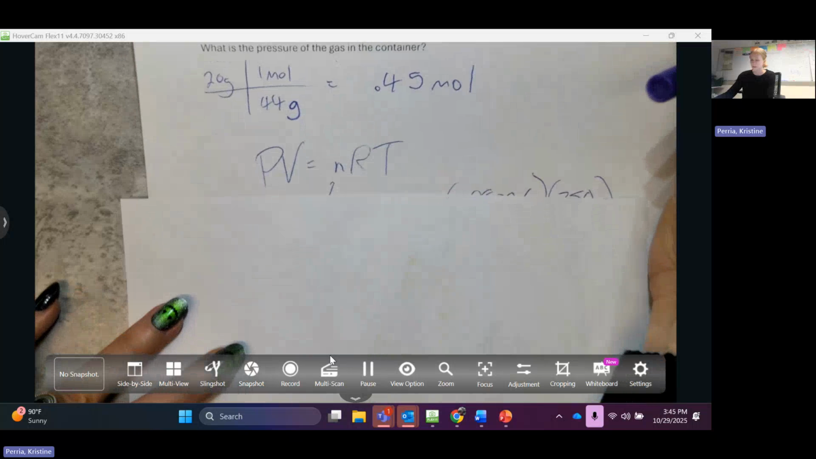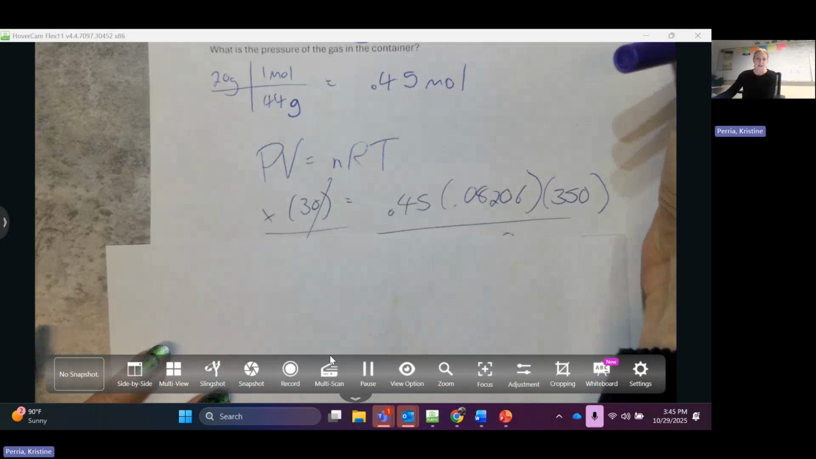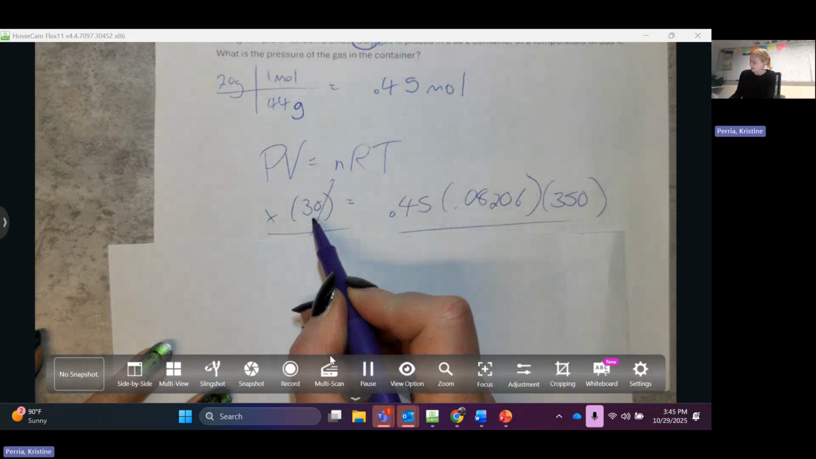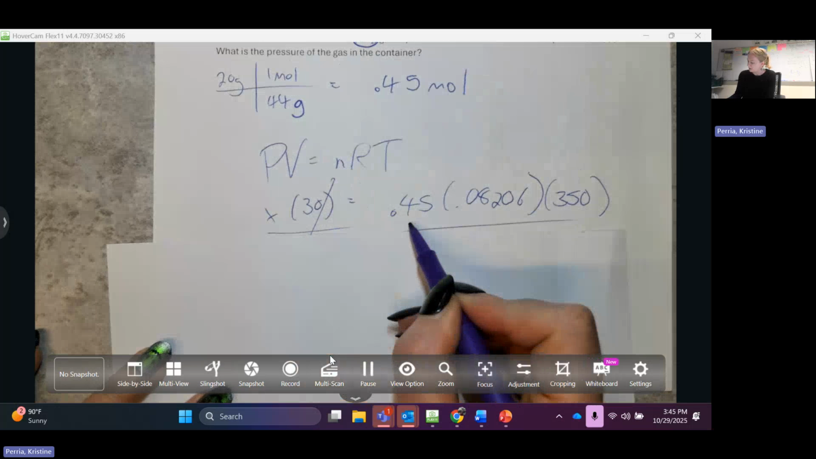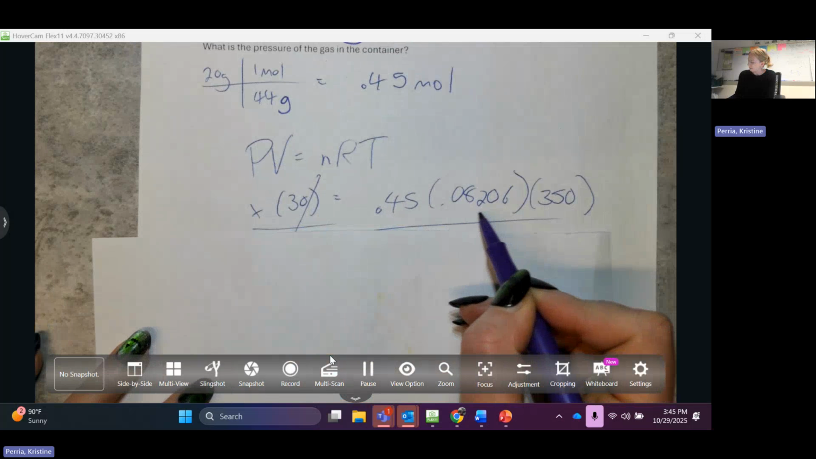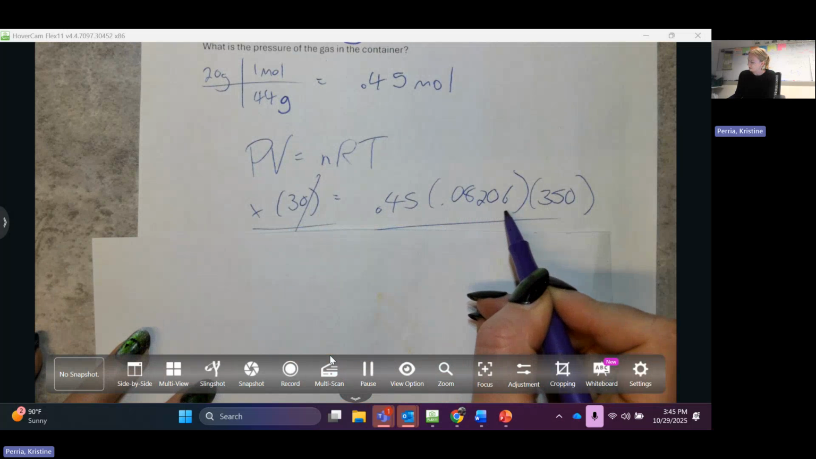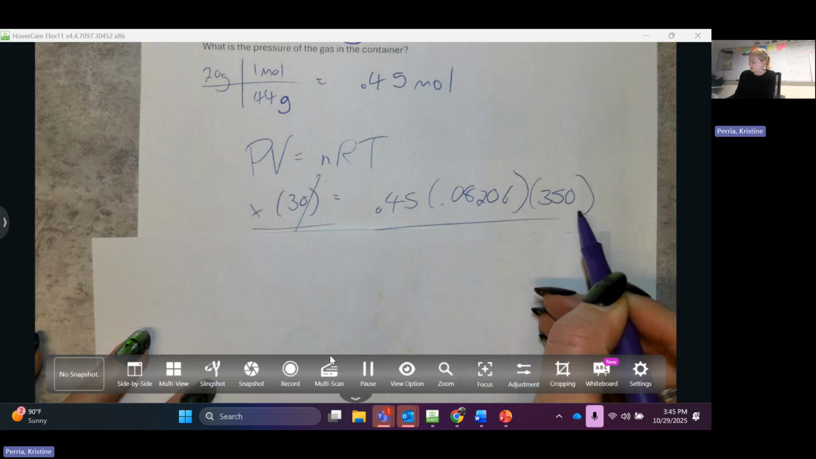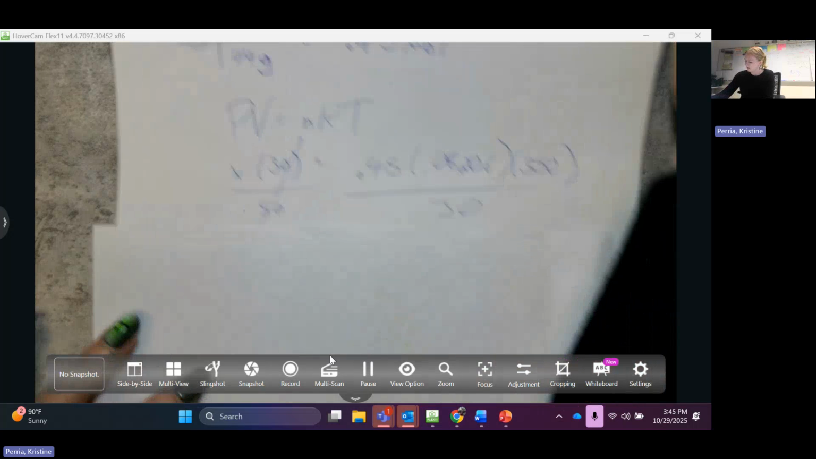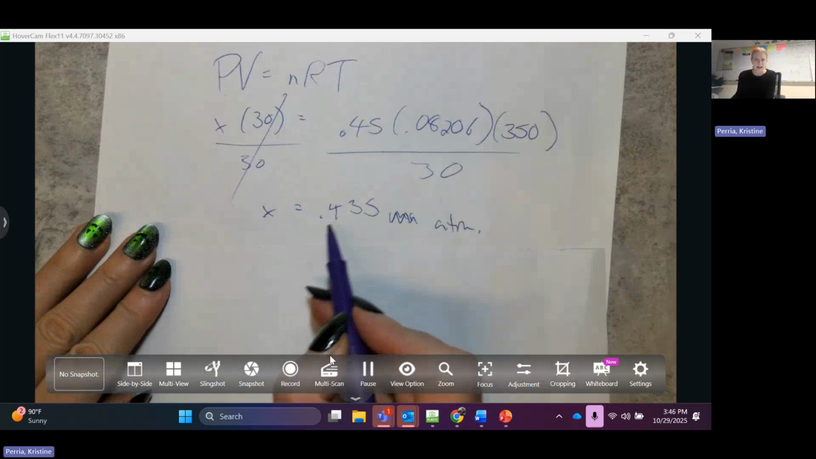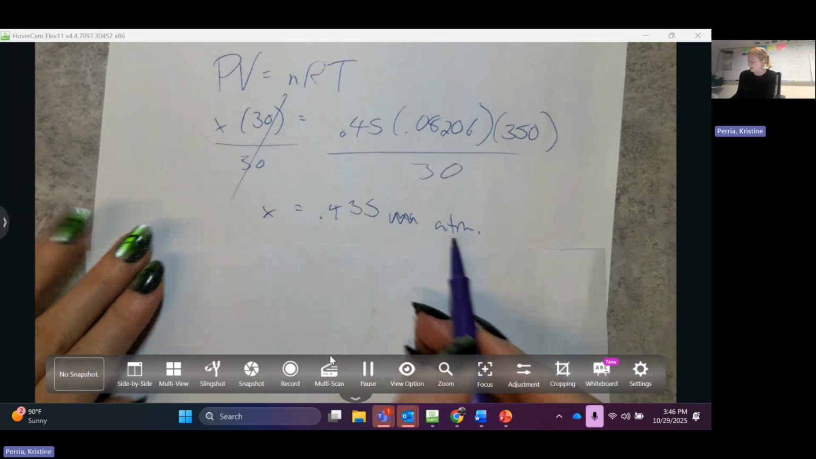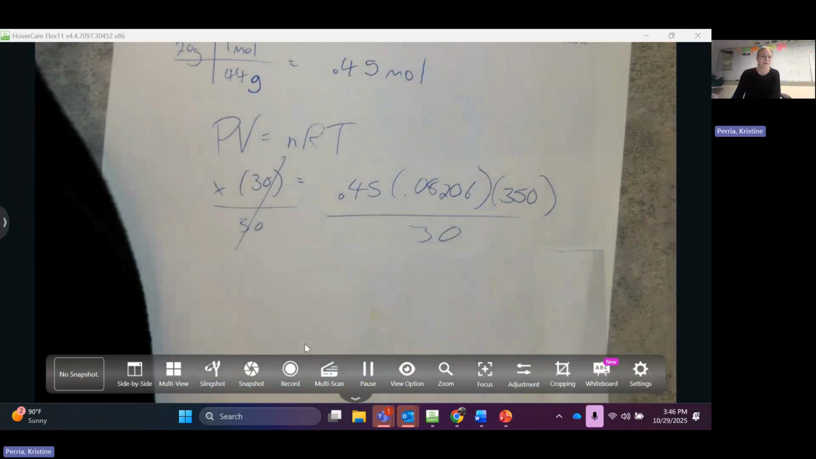Then all I have to do is use my PV equals nRT equation. So I'm solving for pressure. I'm given volume of 30 liters. N is 0.45. I just solved for that. Multiplied by 0.08206, which is R, and multiplied by 350 because it's already given me the temperature. Divide each side by 30, and you should get 0.435 atmospheres. Okay, hopefully that was helpful.